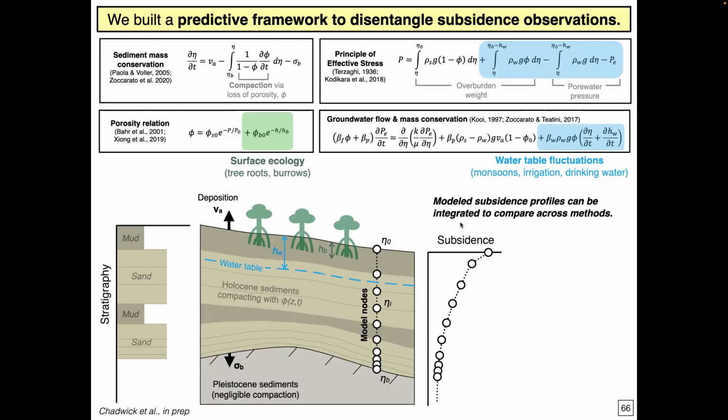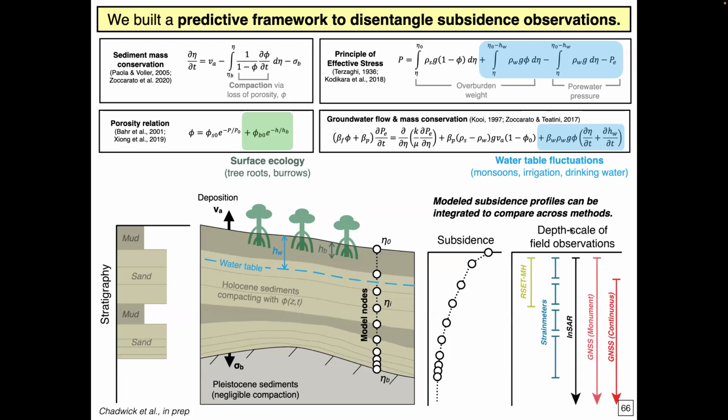And the output of a model like this is basically a profile of the predicted subsidence rate as a function of depth. And this is cool because we can basically integrate it across an arbitrary depth interval and compare it to our methods.